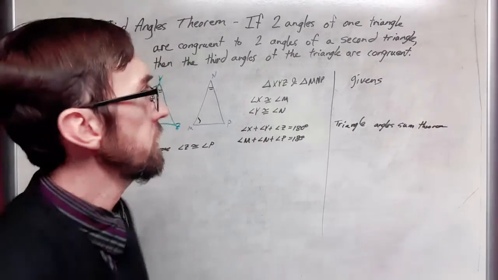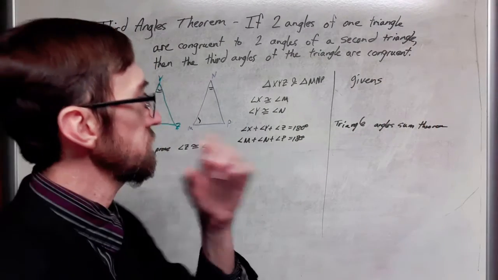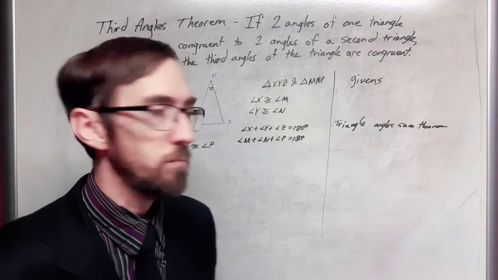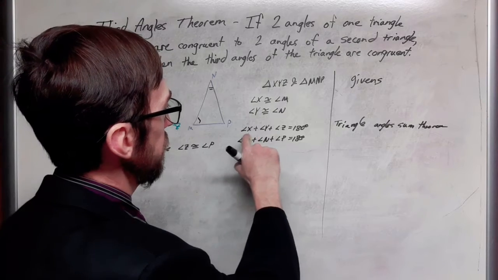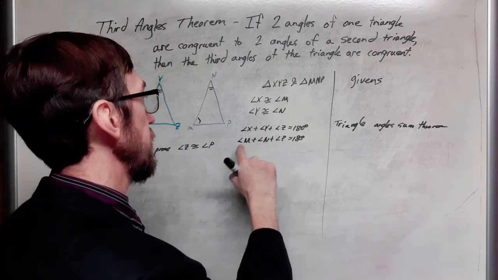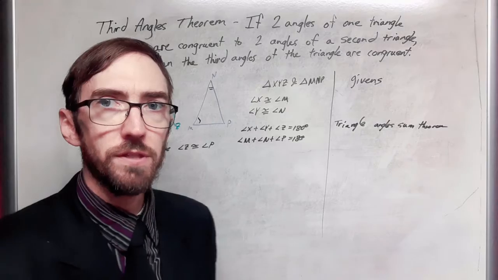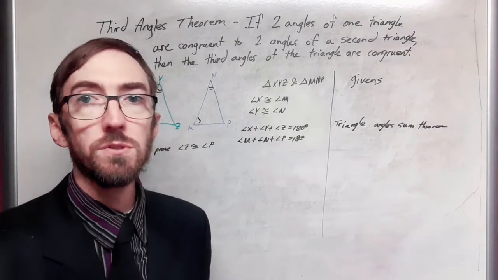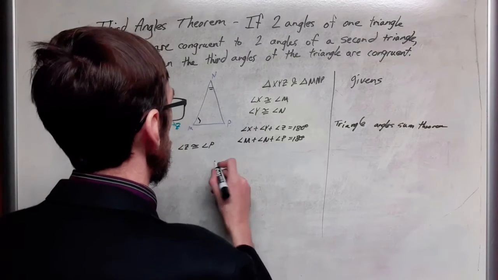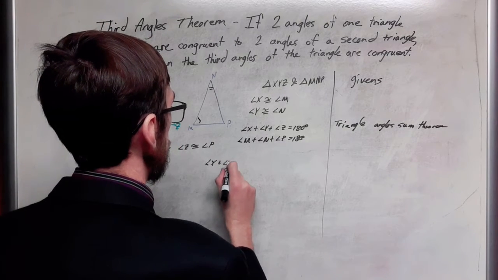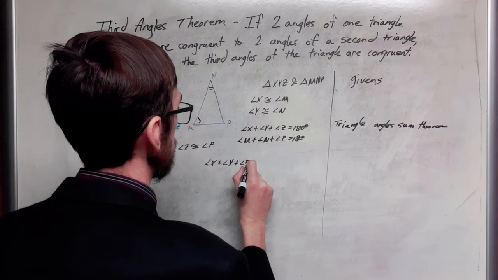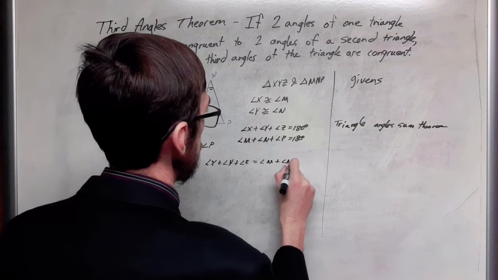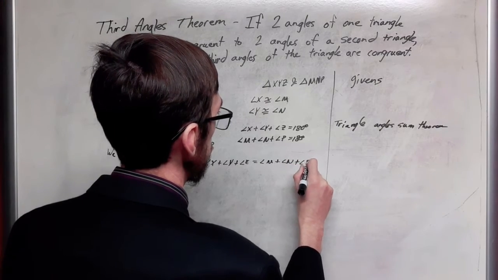All right, so we have our givens, and both of these come to us by way of the triangle angles sum theorem. Now, since I have that this sum is equal to 180 degrees and this sum is equal to 180 degrees, by transitivity, this sum and this sum are going to be equal to each other, so that's what I'm going to do next. Angle X plus angle Y plus angle Z is equal to angle M plus angle N plus angle P.